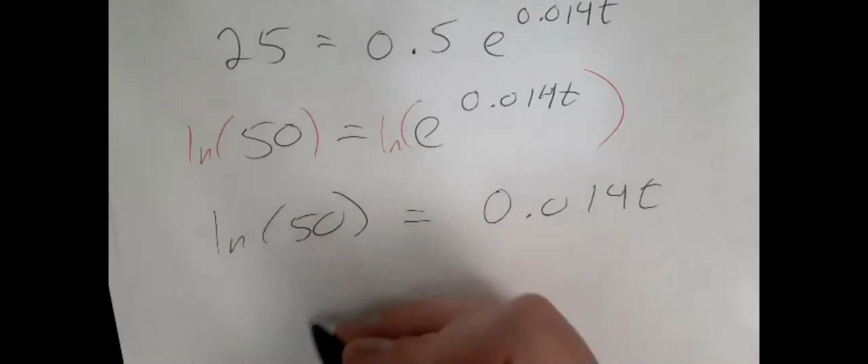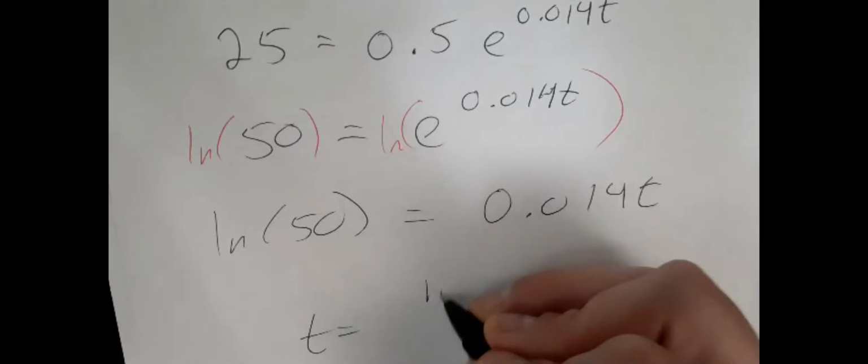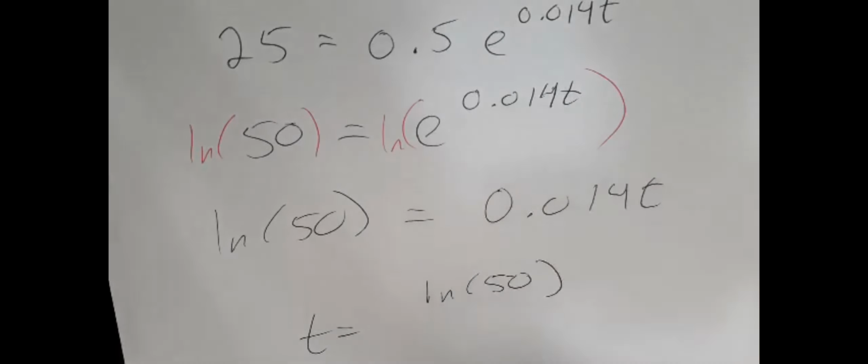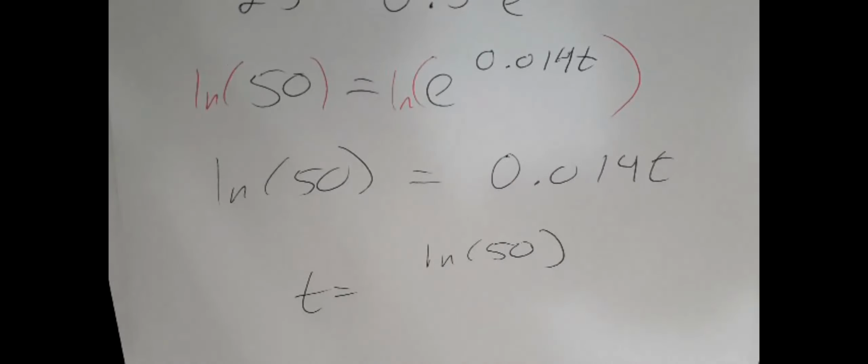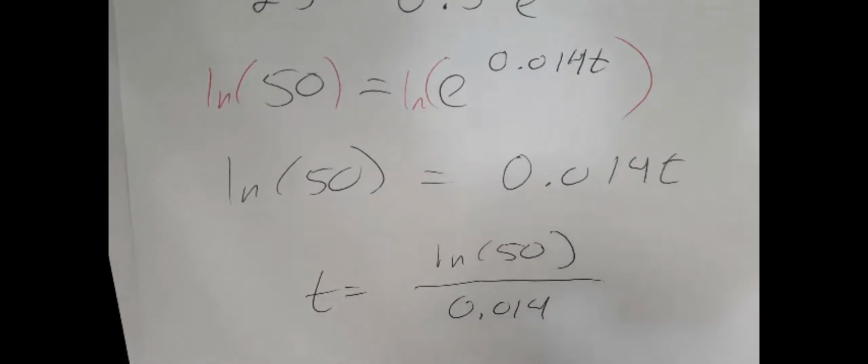If I want to solve for t, t is equal to, what am I doing? Divided by 0.014. Yeah, dividing by that coefficient of 0.014, ln of 50 divided by 0.014 is what, 279.43, somewhere in that ballpark.